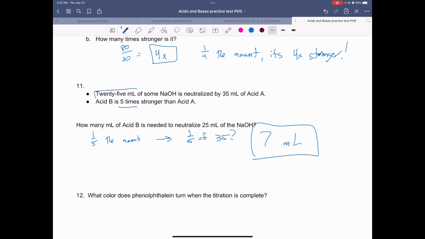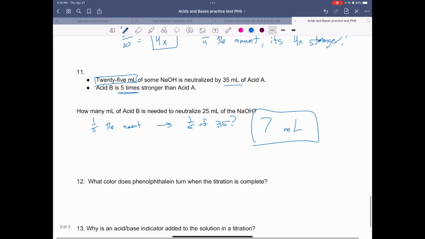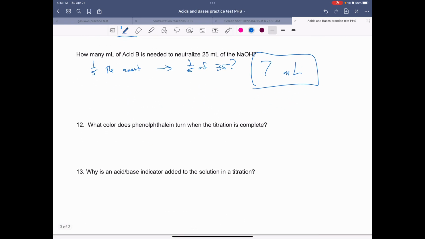This 25 right here is not important for this question. It's just telling you how much base is being neutralized. What's really important is the amount of acid. Okay? What color does phenolphthalein turn? Pink.